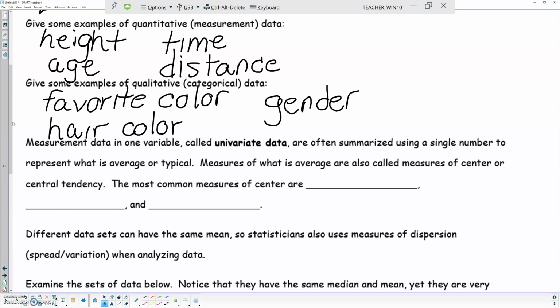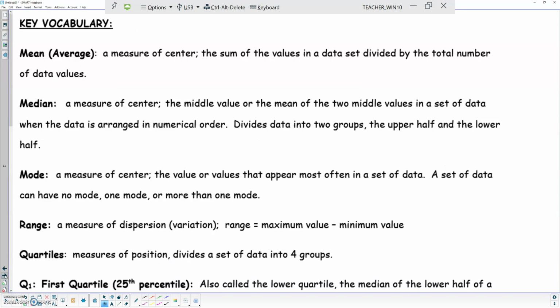Measures of what is average are also called measures of center or central tendency. Okay, so these are three words that you should have heard before. Most common measures of center are mean, median, and mode. Okay, so if you go to the next page, I have a list of some vocabulary terms. All right. So the first one, the mean, is the average, right?